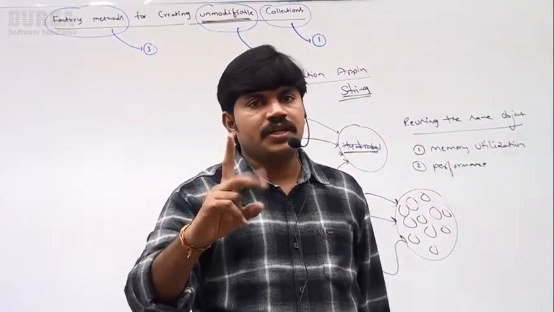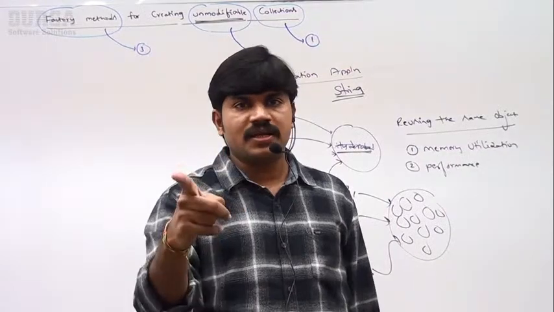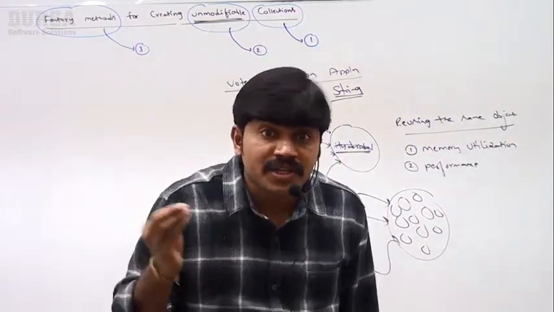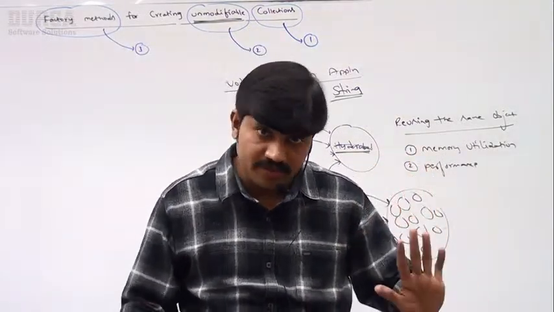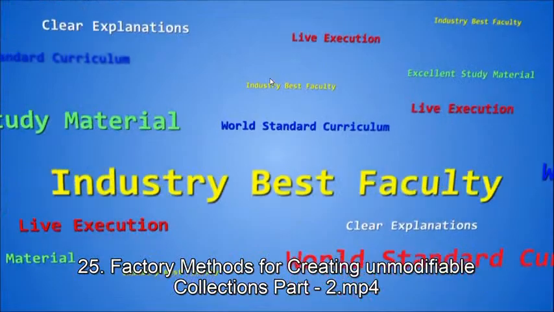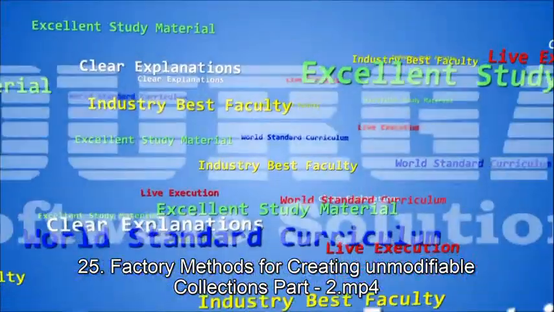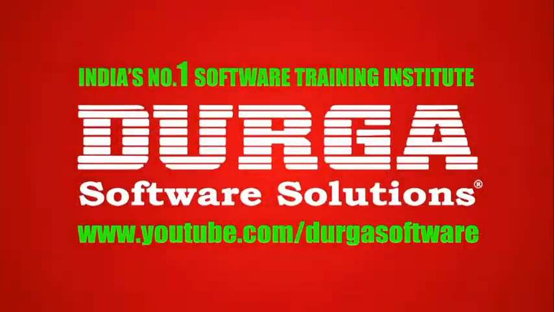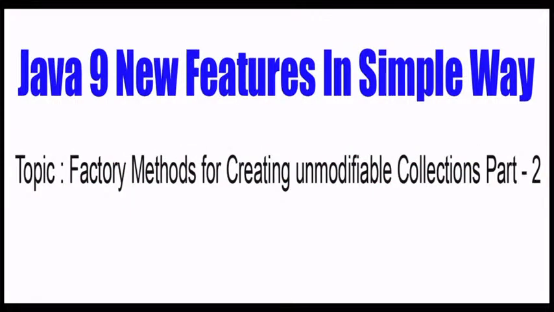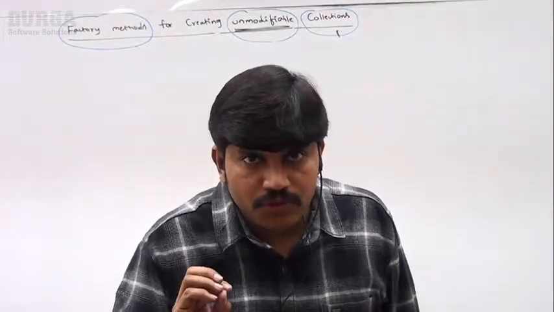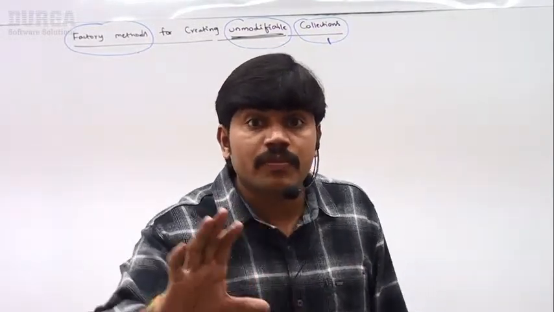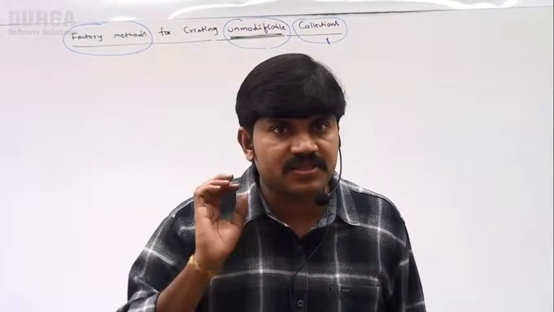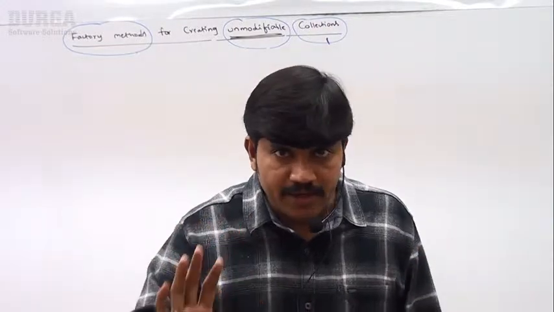Up to this, I covered only two words. One is what is collection, second one is what is the need of unmodifiable object or immutable object. Sir, up to this you are getting a basic idea: what is collection, what is unmodifiable collection, what is immutable collection or immutable object, and what is the advantage.